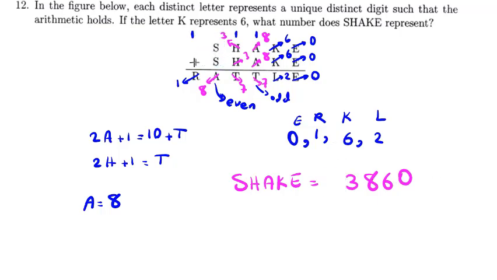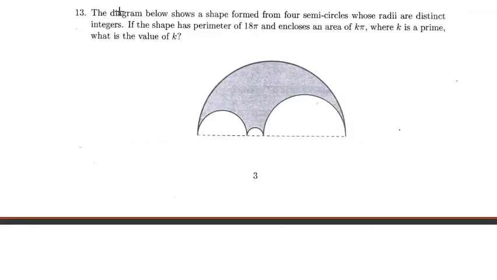Okay, so for S, it must be 18. 2S must be 18. So S is 9. And S here is 9. So it will be 93,860.